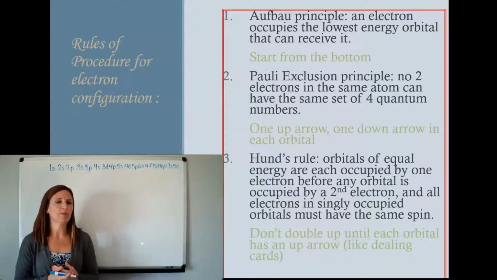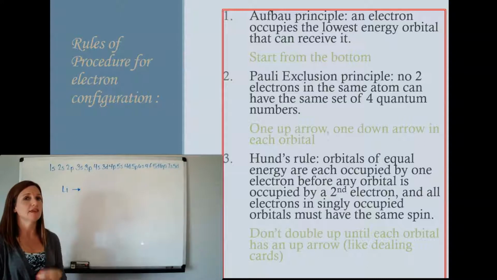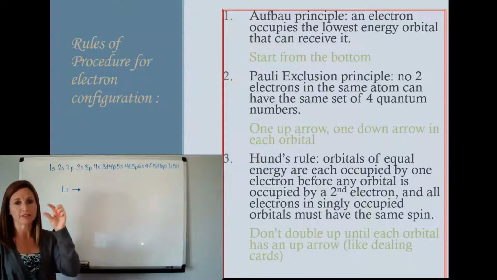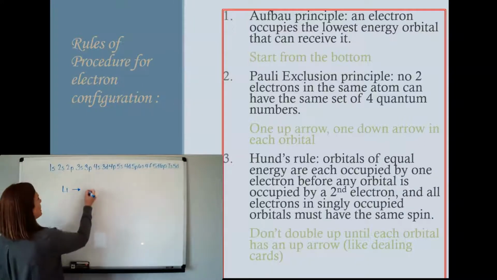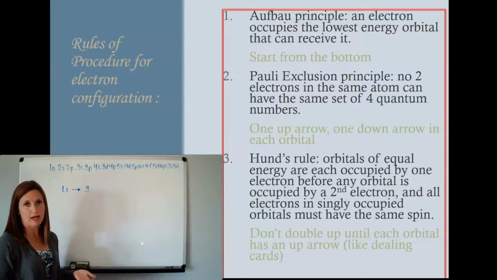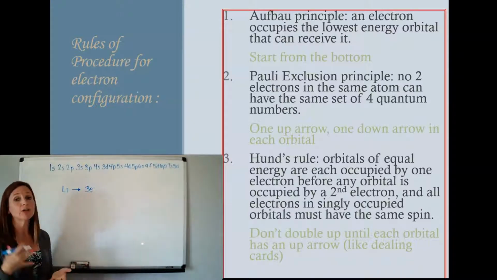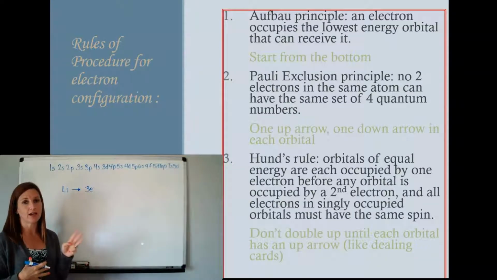So we're going to start out by doing the orbital diagram for the element lithium. We'll look on the periodic table and find the atomic number for lithium. Remember, that's the small number that's usually above it. Lithium has 3 protons, and so as a neutral atom, it would have 3 electrons. So I need to make a diagram that shows 3 electrons.